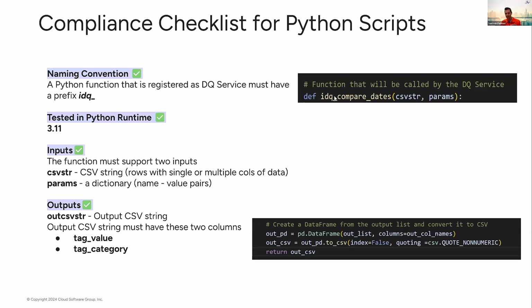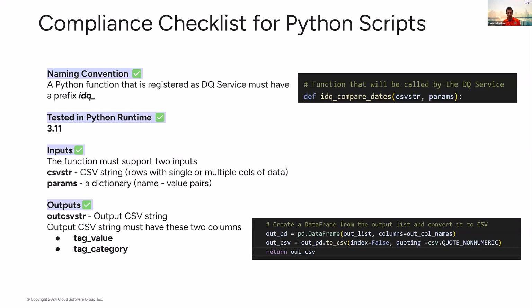In this example, when we define the function that we will write for Steve to compare dates, we will call it IDQ underscore. What happens is the system will parse out this function and recognize this is the function that needs to be registered in DQ as a service.